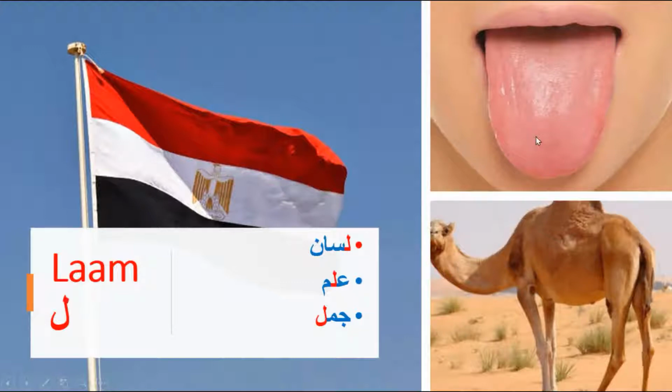So this is Laam in the beginning of the word. This is لسان, means tongue. And this is the letter Laam in the middle of the word. علم means flag. And this is the letter Laam at the end of the word. جمل means camel. So this is the letter Laam. I just want you to recognize the letter Laam. And then after that we will take many words with the letter Laam.